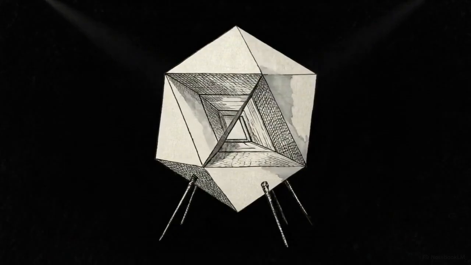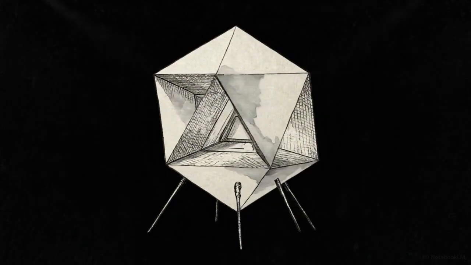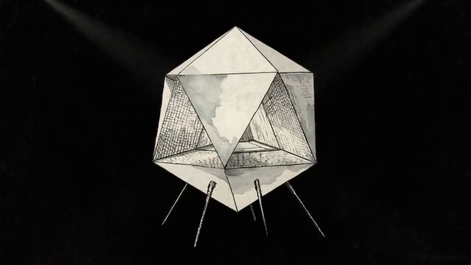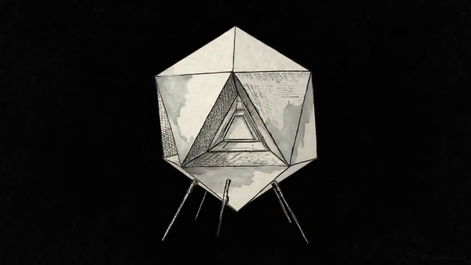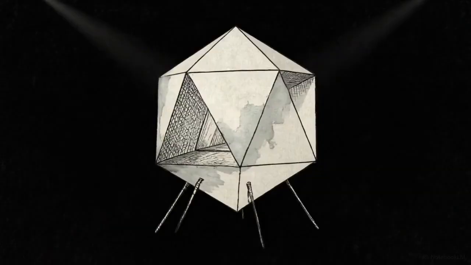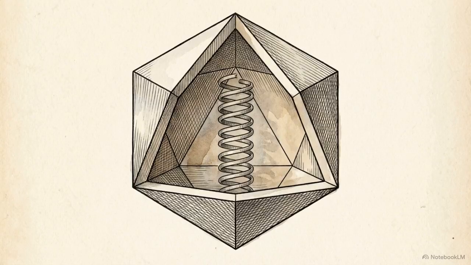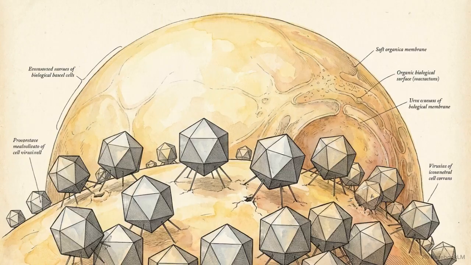This geometric viral particle breaks every fundamental rule of life. It has no cell membrane, no cytoplasm, and completely lacks internal organelles. Because a virus lacks the cellular machinery to process energy or reproduce on its own, it exists as an obligate intracellular parasite. It relies entirely on hijacking a living host cell to survive.